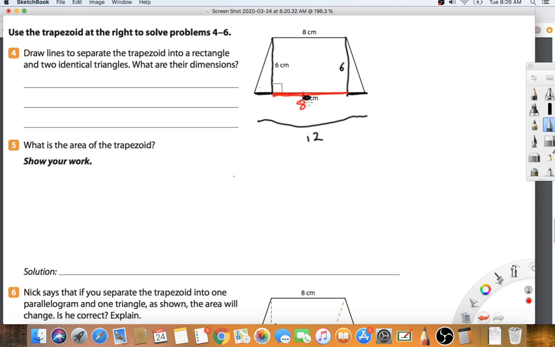So if this is 8, I can say this is 1 and 1. Let's see, 8, 9, 10. That doesn't make me 12. So let's try something else. Maybe they both can be 2. 8, 9, 10, 11, 12. Yep, that works. So we have our measurement.